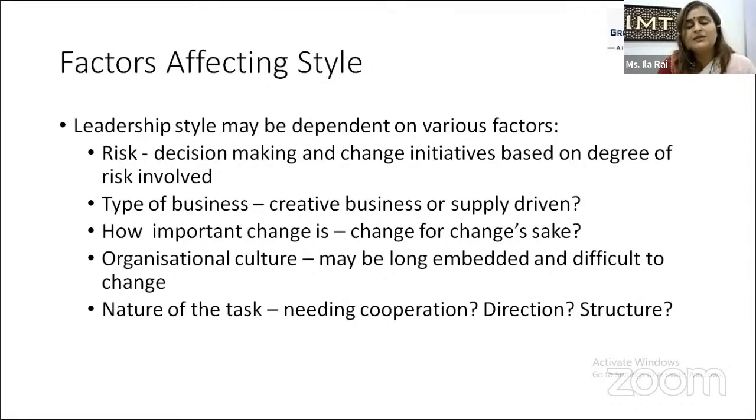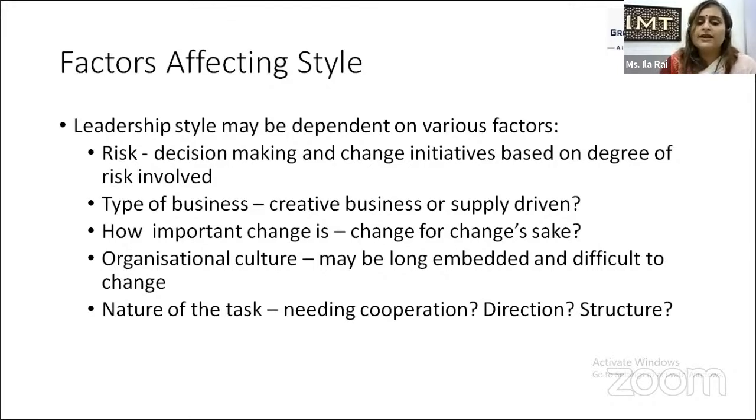Are you making a change just for change's sake, or is it really important? If the change is really important, then democratic or laissez-faire style should be adopted. If the change is not important and it is just made for the sake of making change, then autocratic style of leadership can be adopted.